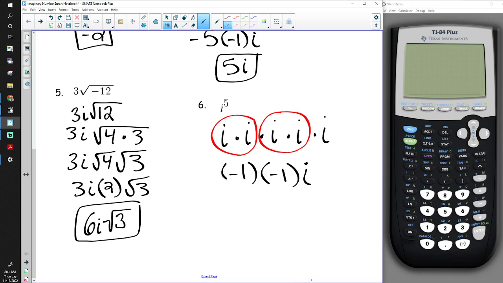Negative 1 times negative 1 is 1. So we have 1i, which is a perfect answer, or you could just write i. i to the power of 5 is just i. That's so weird, isn't it?